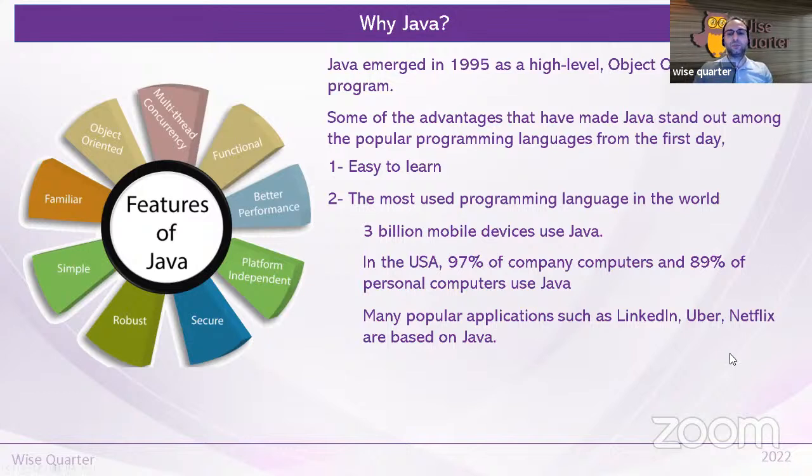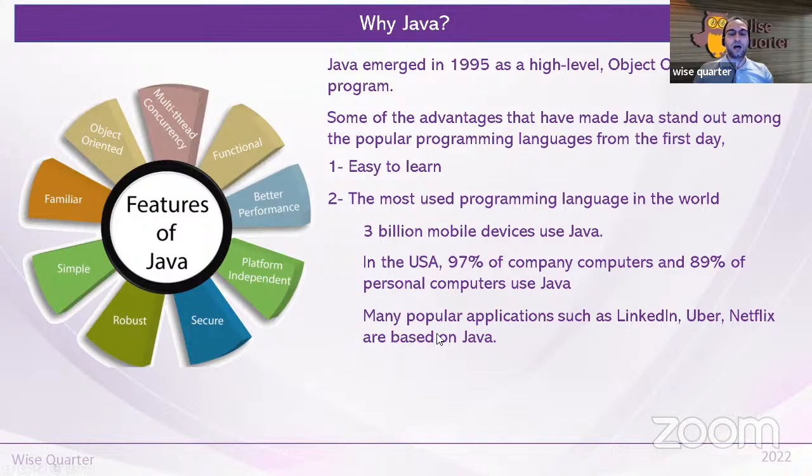And in USA, 97% of the company computers are using Java, and personal computers, 89% of the personal computers use Java. I'm not sure about the numbers. Perhaps they have been changed in time, but still, it's a really great number. And even the fridge, some models are using Java to work. And most of the time, if I remember, readers, recorders, players, most of them are still using Java.